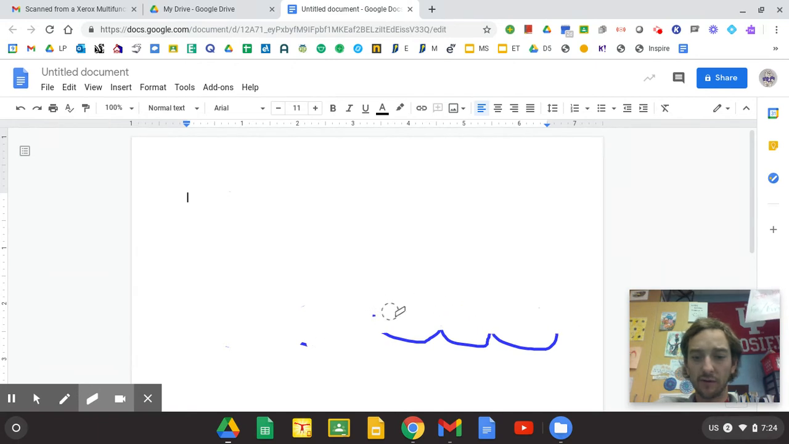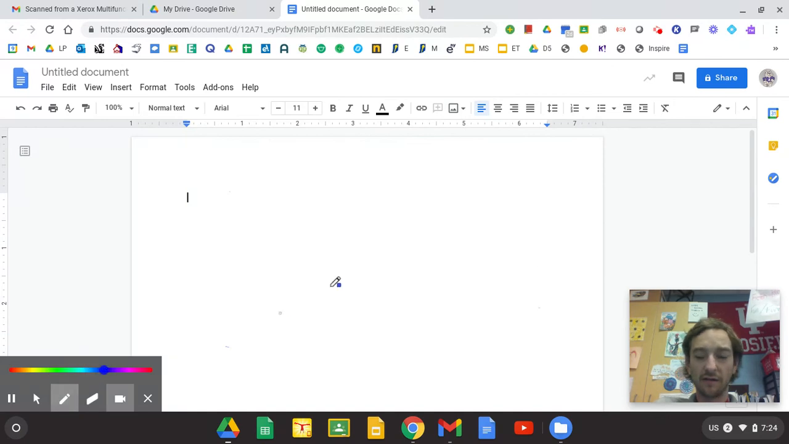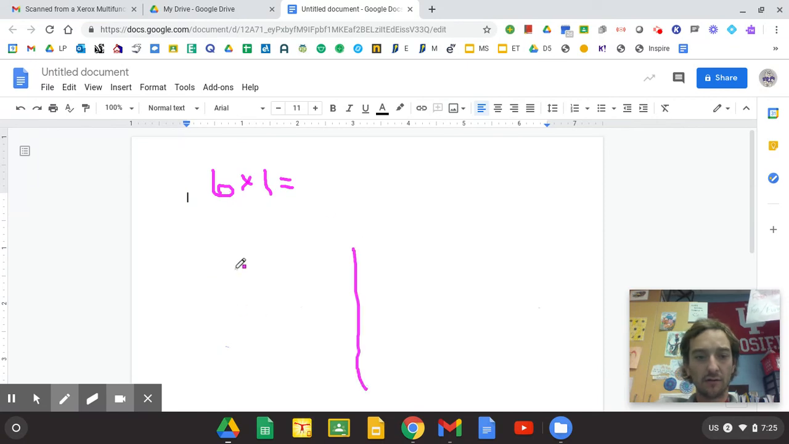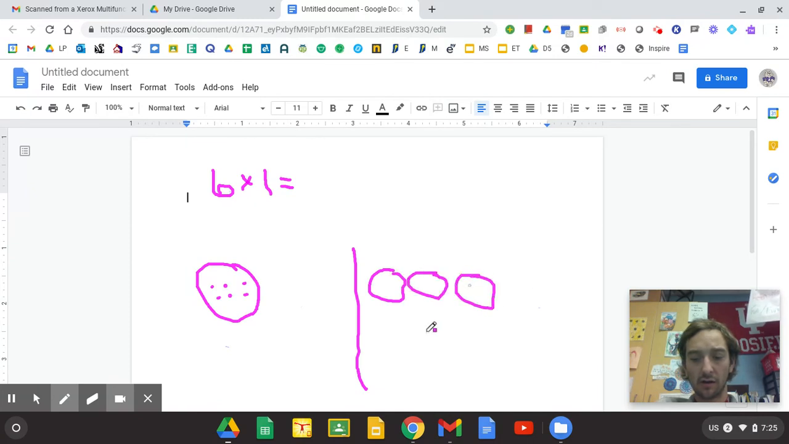And when we think of times 1, anything times 1 is going to be itself. So let's say I have 6 times 1. Well, let's draw a picture. I can either do one group with 6 in it, or I can do it the opposite way and do 6 groups with 1 in it.